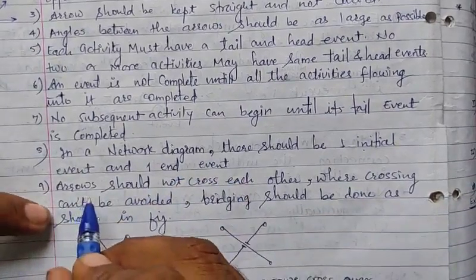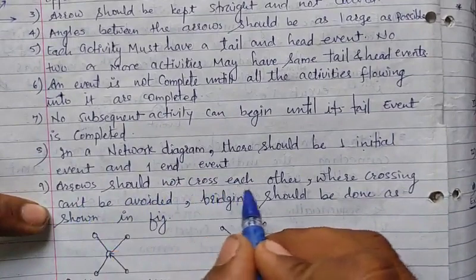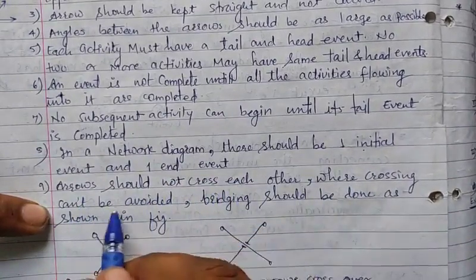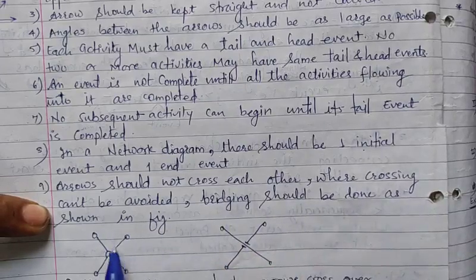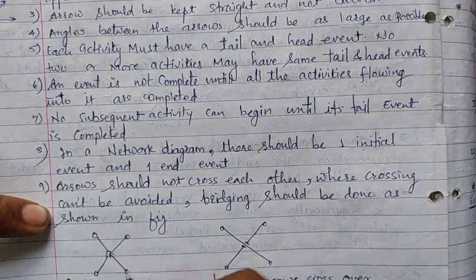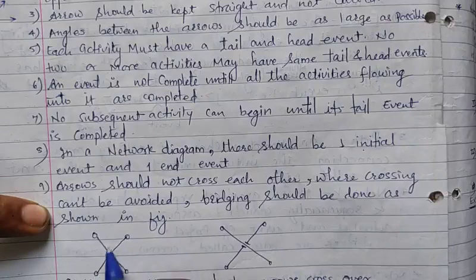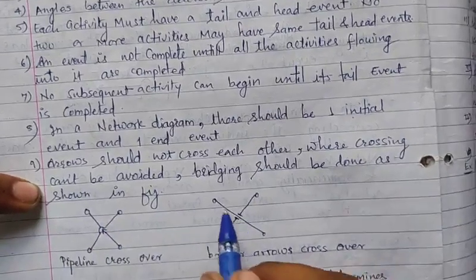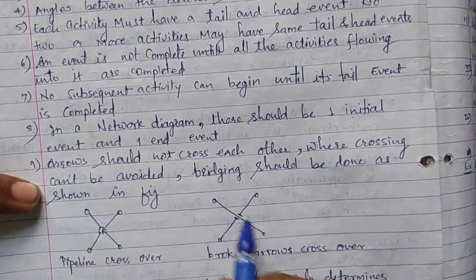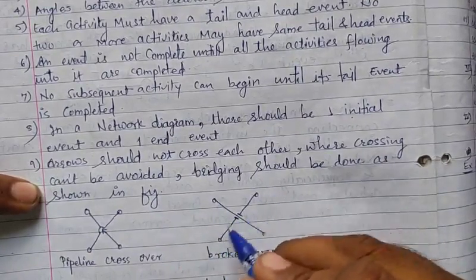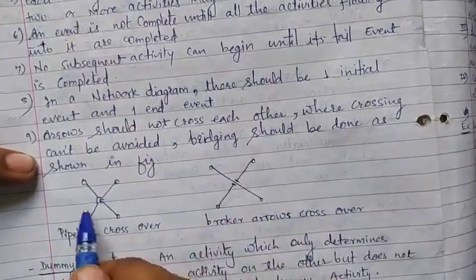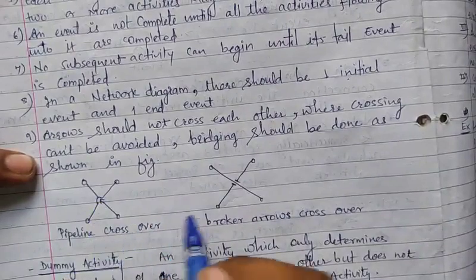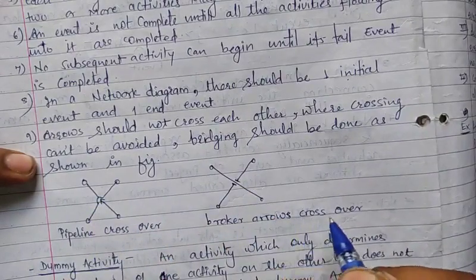Next, number 9, arrows should not cross each other. Where crossing cannot be avoided, bridging should be done as shown below. Suppose this is our first activity and this is the second activity, so we can bridge here like this, and also we can bridge again like this. This is called pipeline crossover, and this is called broken arrows crossover.